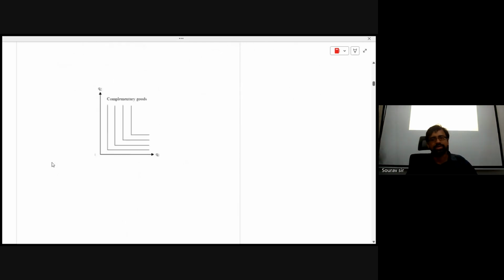This is the exactly opposite perfect complement ICs. You have seen this already. There is no extra explanation required in this. This is a kink, kink. This is the kink. There is also a kink in the Sweezy demand model.